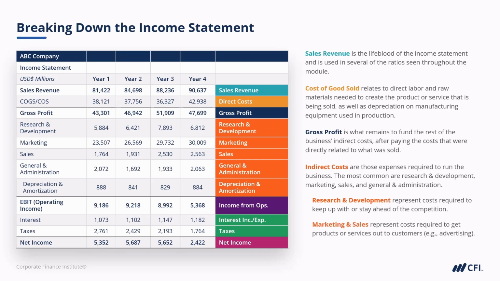Marketing and sales represent the costs that are required to get the products or services out to customers and include items like advertising. And finally, general and administration, sometimes referred to as G&A, are those costs that can't be allocated anywhere else and usually include things like legal and accounting costs, salaries for people in accounting, human resources, and IT, travel and rent expenses, information technology, and other general office expenses.